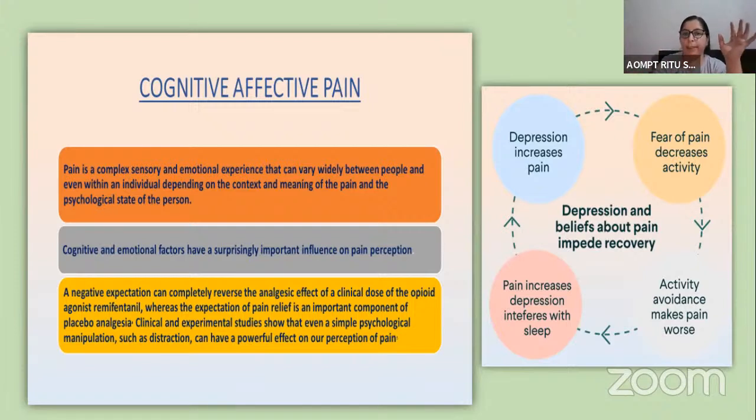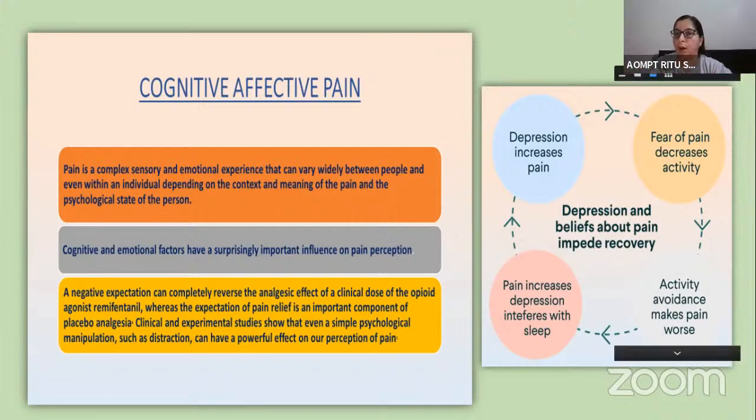So clinical and experimental studies show that even a simple psychological manipulation, such as a distraction, can have a powerful effect on our perception of pain, or for the cognitive affective. So it means our treatment should be changing their view of life, so that they will not be in depression. Because if they are not in depression, their pain will not increase. They will adjust with this pain pattern, because now they are out of it.